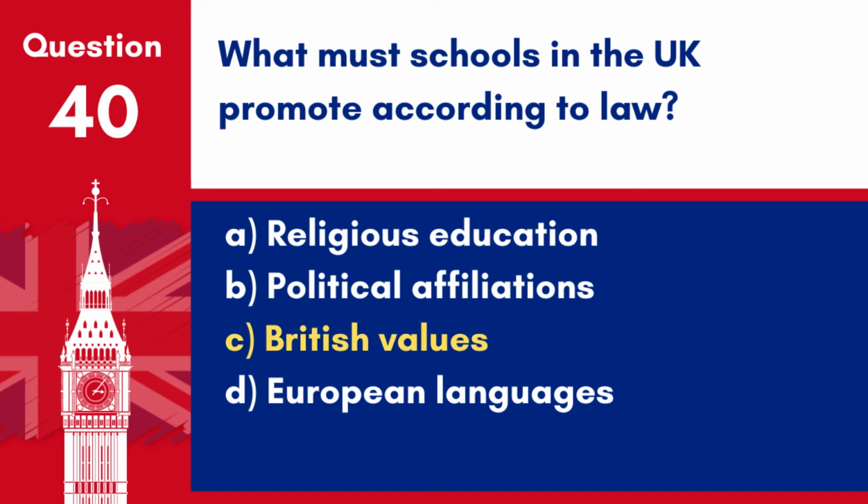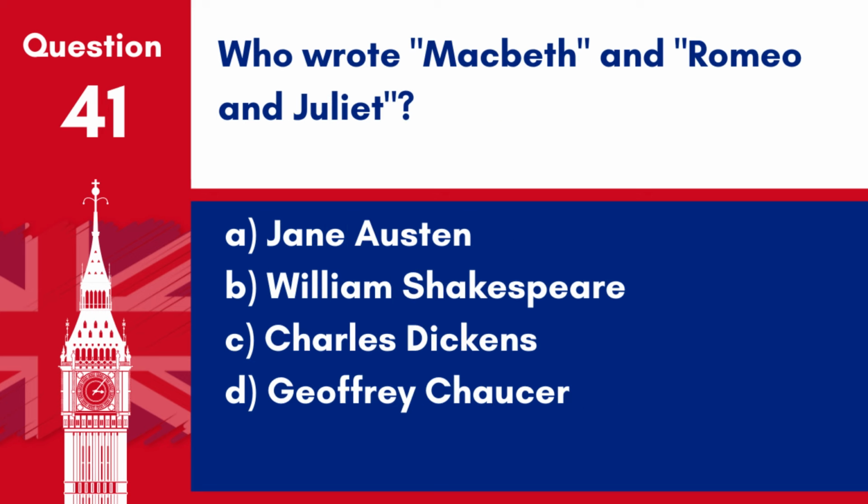Answer C. British values. UK law requires schools to promote British values, which include democracy, the rule of law, individual liberty, mutual respect, and tolerance of those with different faiths and beliefs. Question 41. Who wrote Macbeth and Romeo and Juliet? A. Jane Austen. B. William Shakespeare. C. Charles Dickens. D. Geoffrey Chaucer.